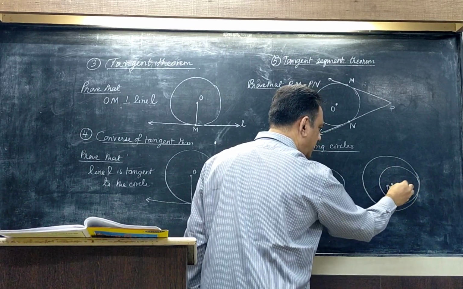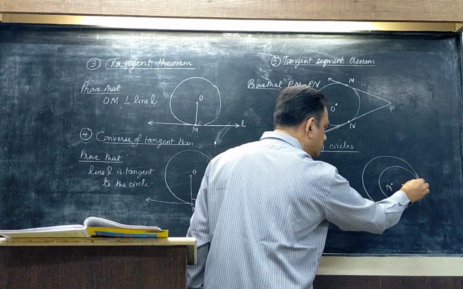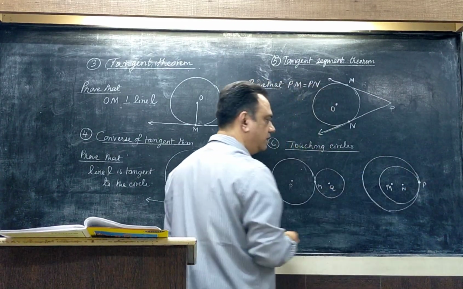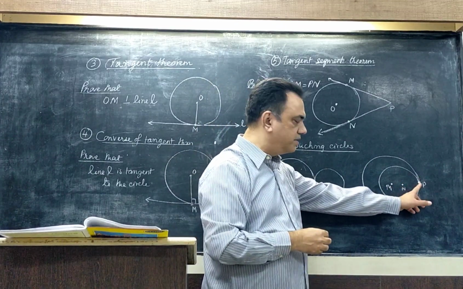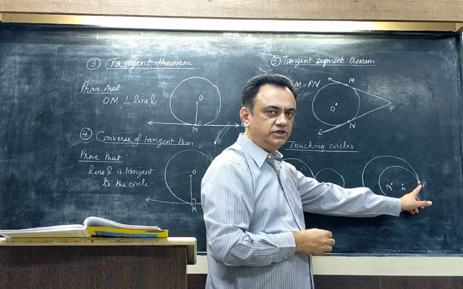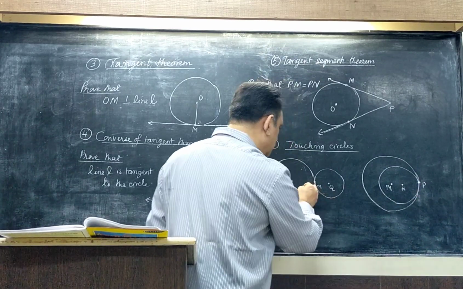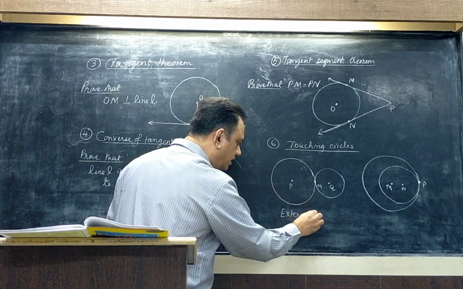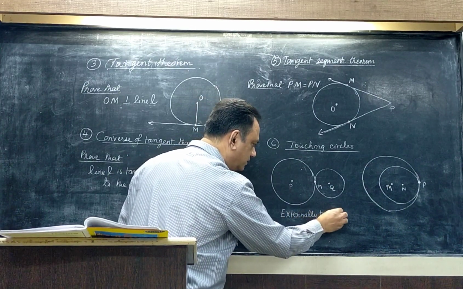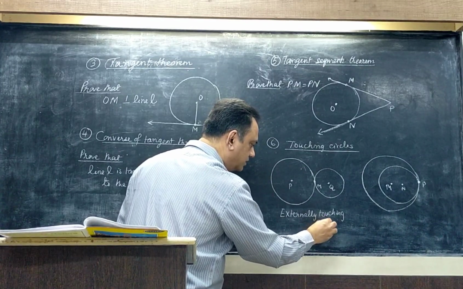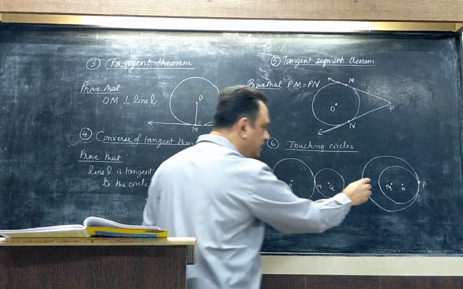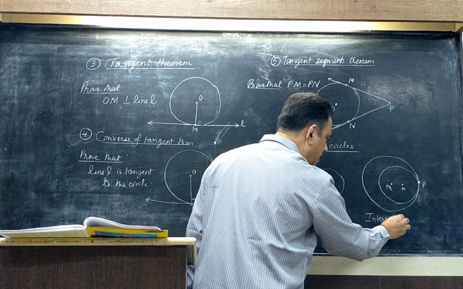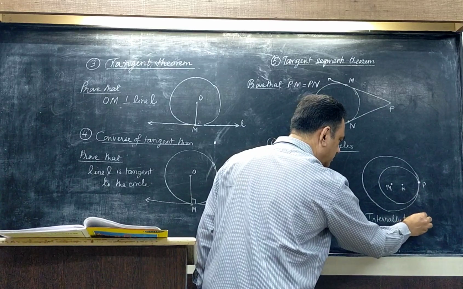Circle with center N. These two circles also touch at point P. That means they have one point in common. So they are called touching circles. These are specifically called externally touching circles. And these are called internally touching circles.